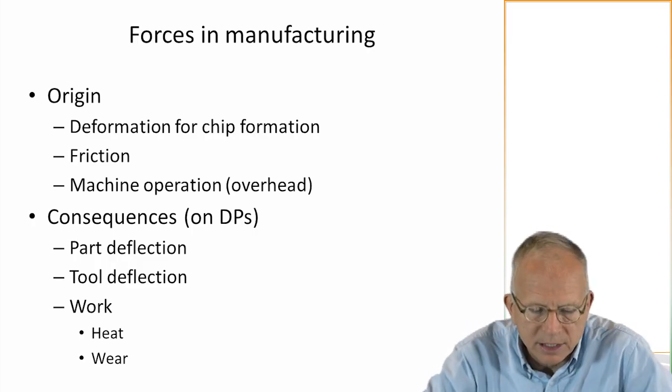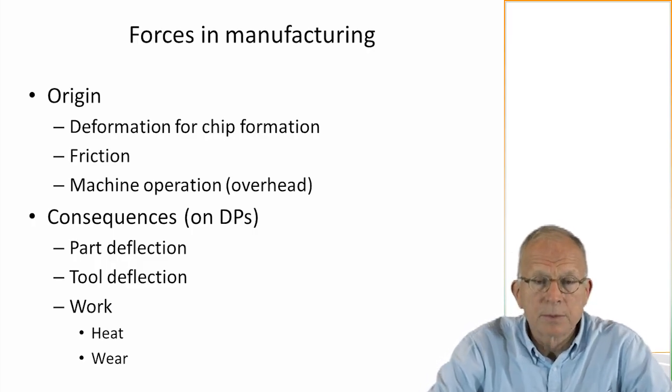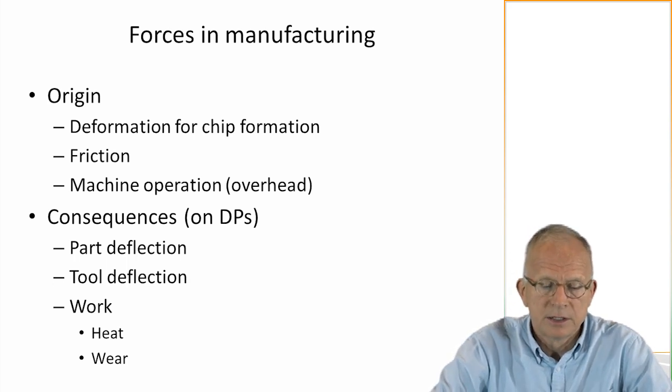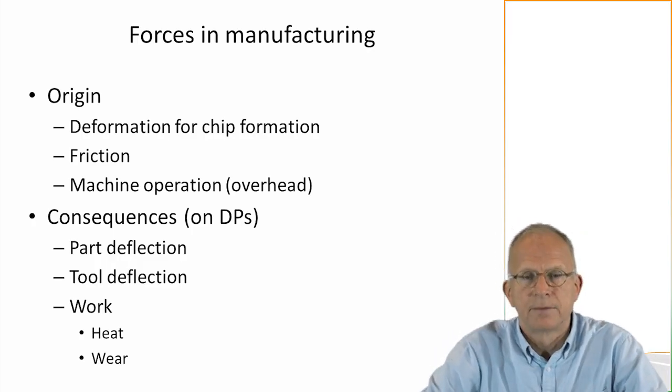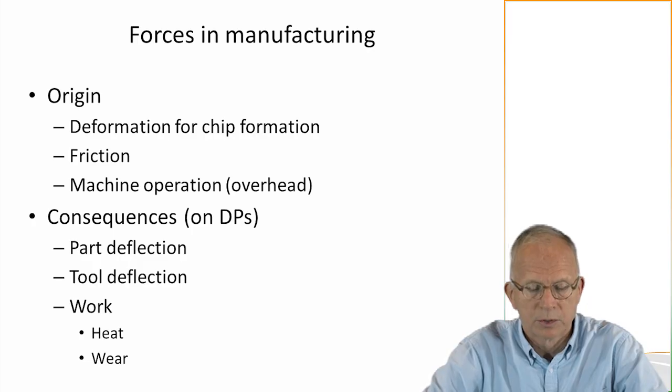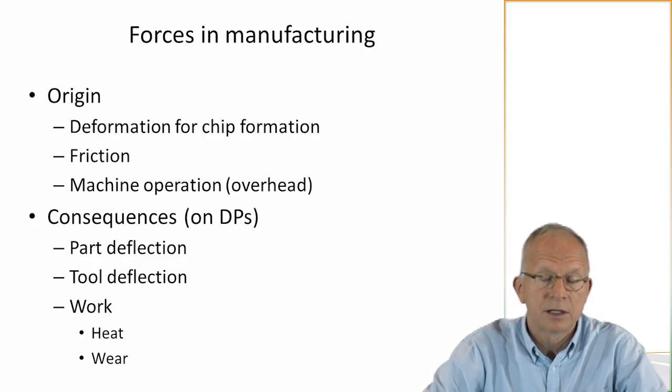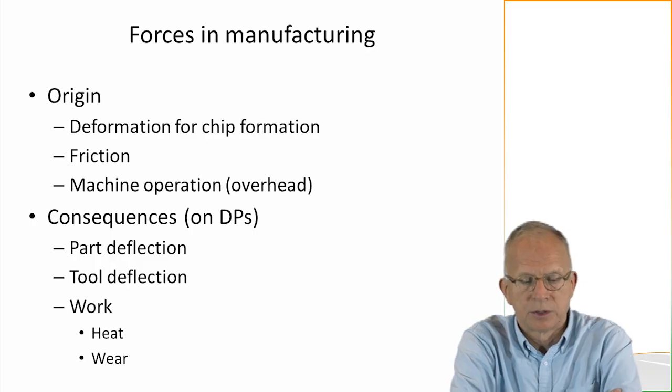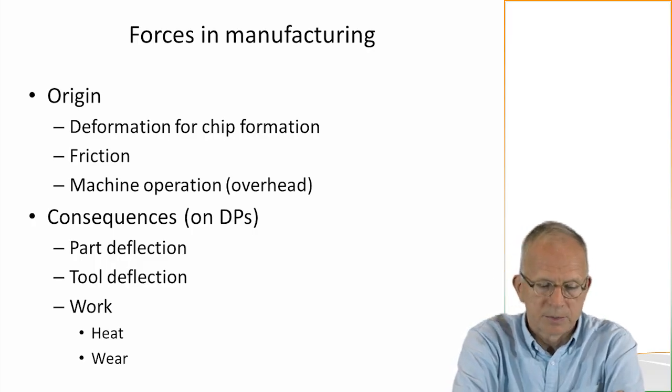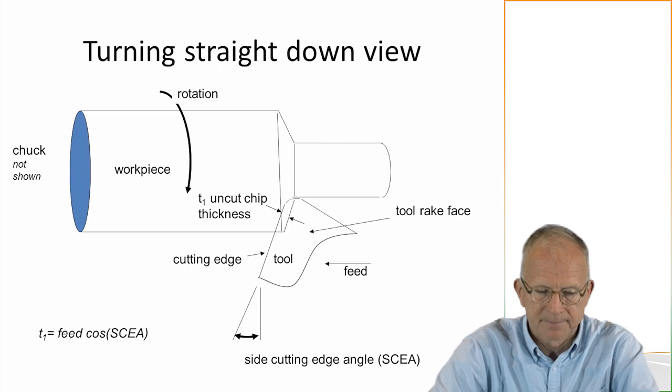The consequences are deflections, both of the part and the tool, and these lead to errors in the form and can lead to chatter and poor surface finish. The consequences, of course, of the force and displacement together are work, and this can be dissipated in heat, and it can wear out the tools. And so changing the temperature is going to make it more difficult to hold tolerances, and tool wear will also make it more difficult to hold tolerances.